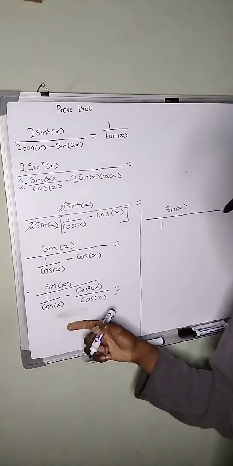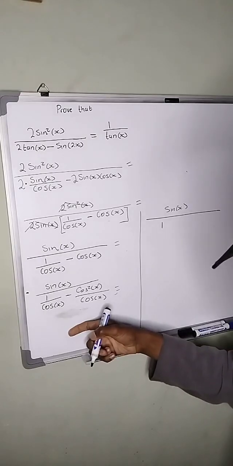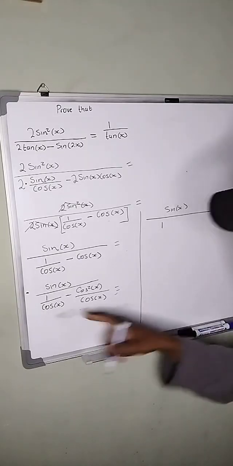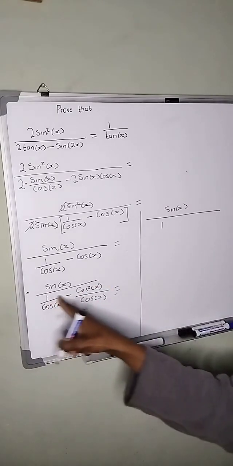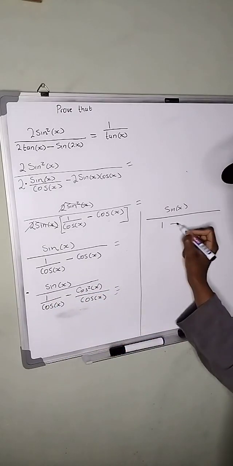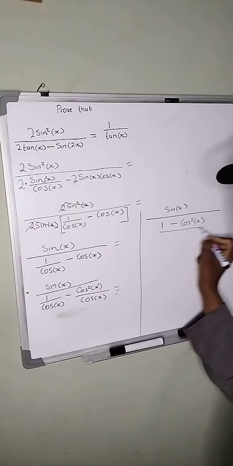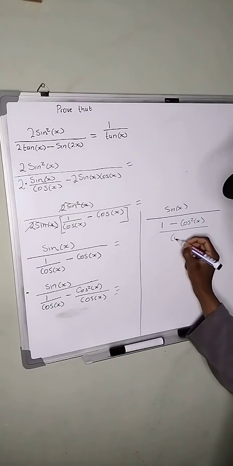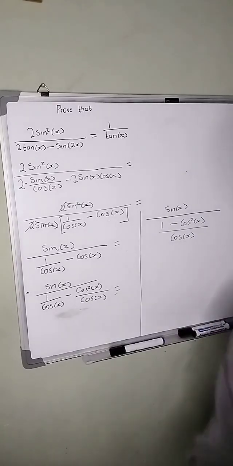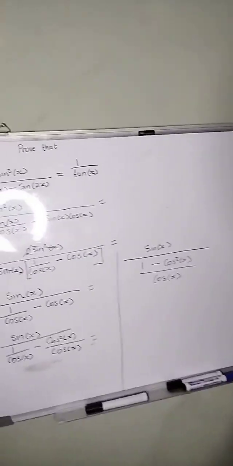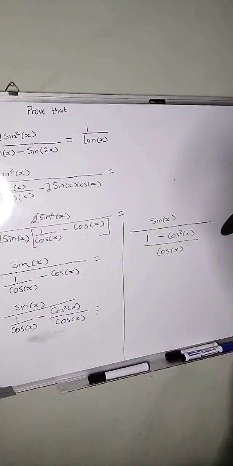So now I will add the numerators. So this minus that, I'm going to have 1 minus cos squared x over cos x. Remember?